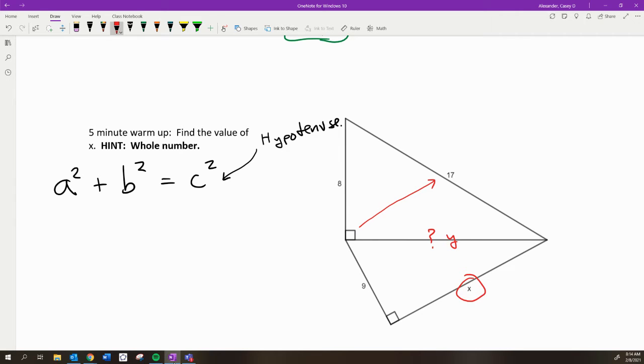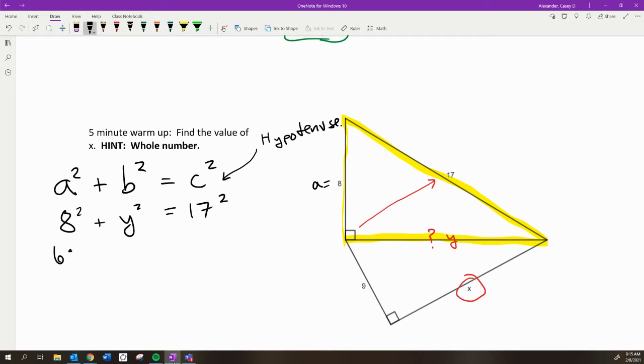In this upper triangle, the one I'll outline in yellow, I could treat that number 17 as the hypotenuse because it's across from the right angle. So I'll substitute that in place of c. And a and b, pardon me, are interchangeable. So I could, for instance, say that 8 is equal to a, so I'll say 8 squared. And I don't know what y is, so I'll leave that alone.